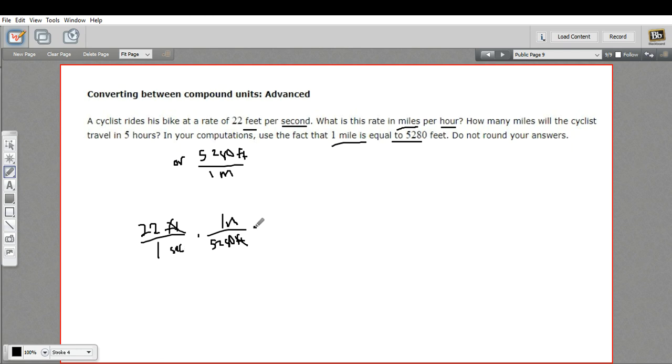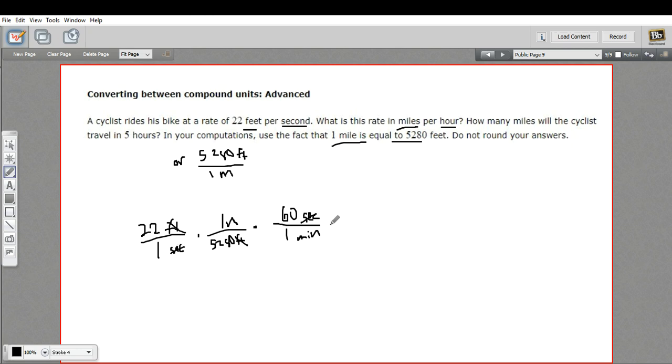What I really want is miles per hour. So I have to figure out also how to convert these seconds to hours. And this is going to take a couple of steps. You'll notice I have seconds on the bottom. So what I need is a ratio with seconds on the top. And off the top of my head, I know that there are 60 seconds in 1 minute. And because there's a seconds up here and a seconds down here, those will cancel, so that's good.